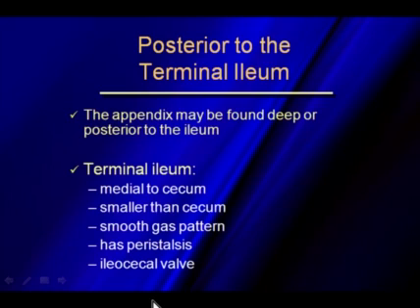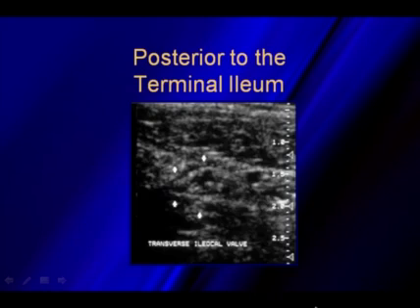Once we've oriented to the vessels, if we still don't find the appendix, we'll go back up, locate the terminal ileum, and see if we can find the appendix just posterior to that. How we locate the terminal ileum: it's going to be medial to the cecum. It's smaller than the cecum, and within the terminal ileum you're going to notice more of that smooth gas pattern. You will see peristalsis within the terminal ileum. And if you can identify the ileocecal valve, then you're going to be certain that you're dealing with the TI.